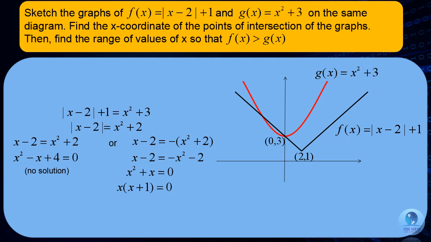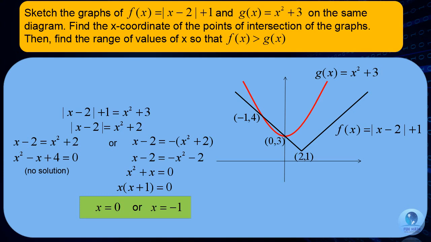As I mentioned to you earlier, you can confirm it by using b squared minus 4ac and you should get an answer less than 0. The second possibility, x minus 2 equals negative (x squared plus 2). Rearrange and expand this equation and finally you get x multiplied by (x plus 1) equals 0, and you should get the final answer x equals 0 or -1.